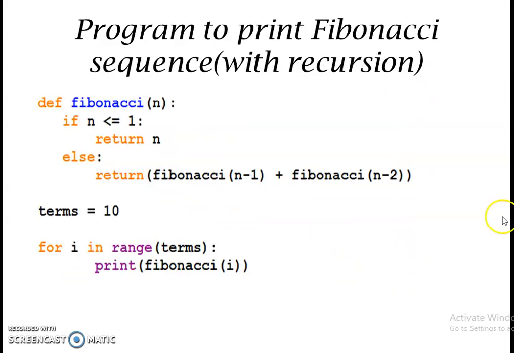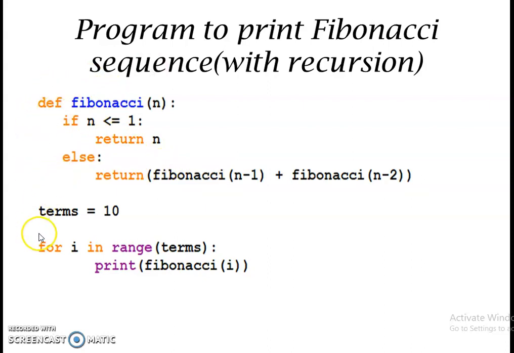Now let's understand Fibonacci sequence with recursion. So here again we have function named Fibonacci. Here we are passing one parameter to it. So if value of this n will be less than equals to 1, it will return n. So here this is the base condition. In else case, it will return Fibonacci n minus 1 plus Fibonacci n minus 2. So here Fibonacci is calling itself, hence it is recursion.